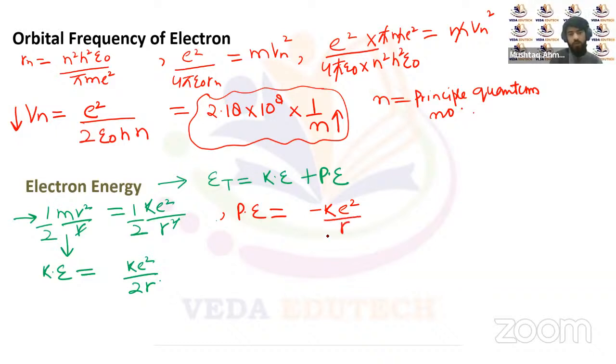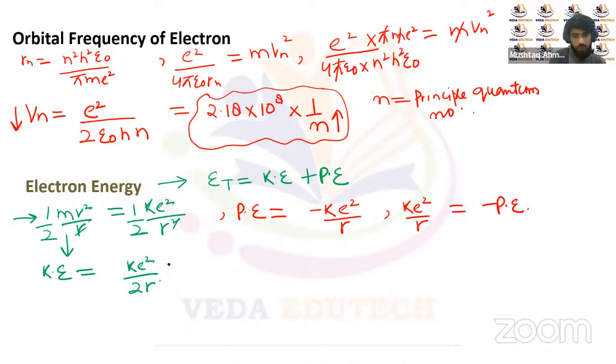Now you can see here, ke square upon r is equal to minus the potential energy. Or we can say the kinetic energy is minus PE upon 2. So ke square upon 2r is the value of the kinetic energy here.